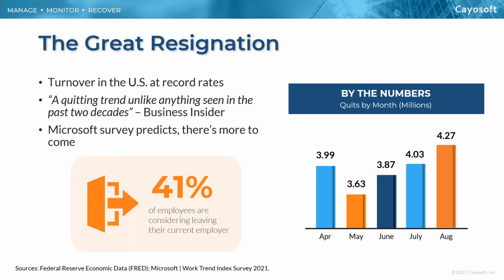So when we started putting this together, we went out and started looking at evidence of what was actually going on, and the Federal Reserve and Microsoft had some data that explained pretty clearly what the heck this Great Resignation meant, just from a numbers standpoint. And so some of the things that were being said were, hey, we're seeing turnover at a record rate in the United States, a quitting trend, unlike anything we've seen in the past two decades, was one of the magazines we found. And this little exit door at the bottom left, the 41%, was from a Microsoft study they did a couple of months ago.